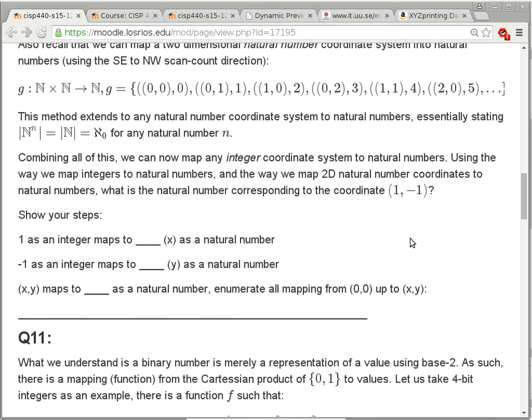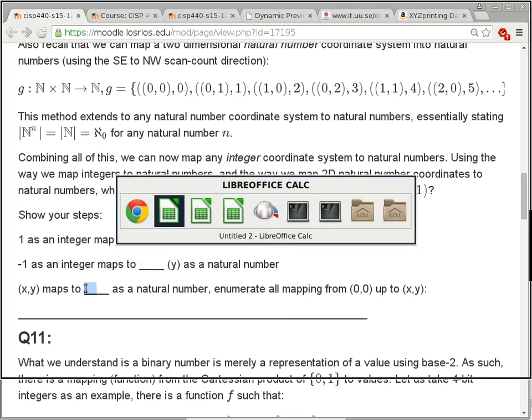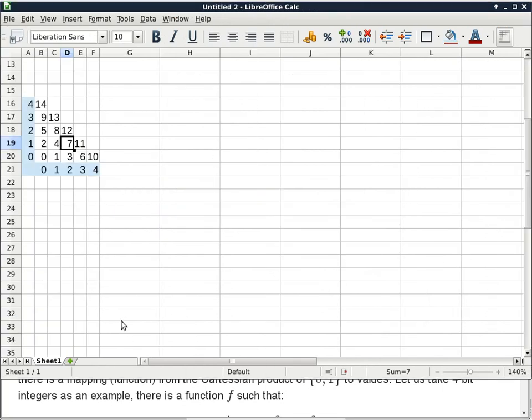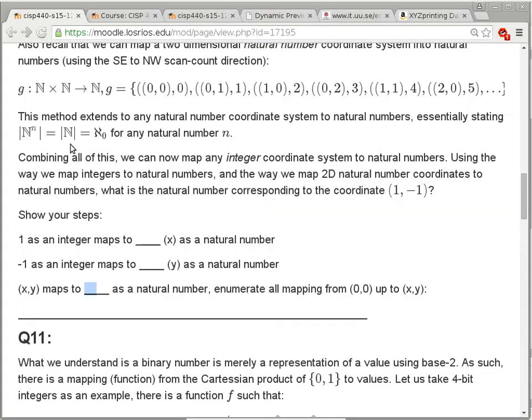Question number 11. All right, let's move on. So, to show the steps, this is basically me trying to give you guys partial credit, just in case you don't get everything right the first time. So 1 is mapped to 2, -1 maps to 1. If you can at least get these 2 parts done, you get some partial credit. XY maps to 7, because that's where we find the coordinate. Oops, wrong sheet here. This is why we find 7. So I try to make it stepwise, and you guys can fill in the blanks as you work to the final answer. All right. Any other questions about number 10?